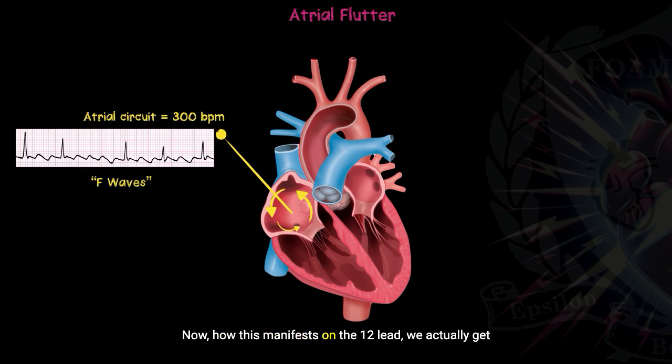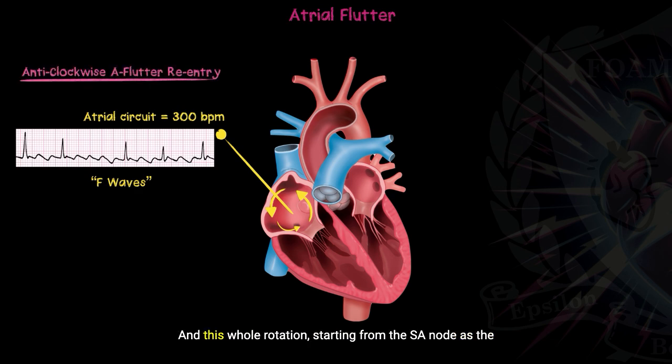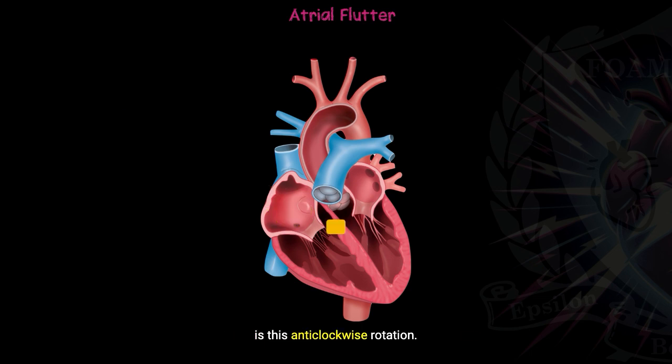Now, how this manifests on the 12 lead, we actually get these nice flutter waves, often referred to as F waves. And this whole rotation, starting from the SA node as the impulse comes down the right atrium and then back up, is referred to as an anticlockwise A flutter reentry. There are a number of different reentry mechanisms that go on with atrial flutter, but this anticlockwise tends to be the most common. This is about 90% of the atrial flutters that we see.